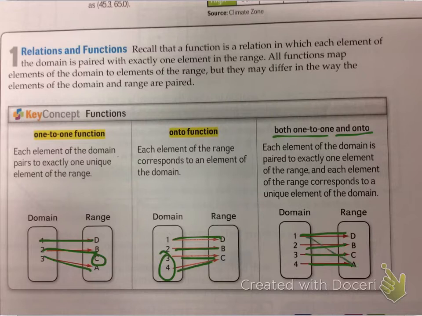Now these could of course cross, but that's not what they're showing here. Each element of the domain is paired to exactly one element of the range, and each element of the range corresponds to a unique element of the domain. What they're making note of is that both one-to-one means it works not only this way, it also works that way. This pairs up to only one thing, and the range pairs up to only one thing, as compared to this range pairing up to two different domains. So that's a little bit of what those are about. Make sure you copy that down.